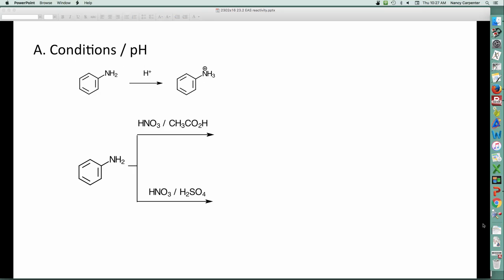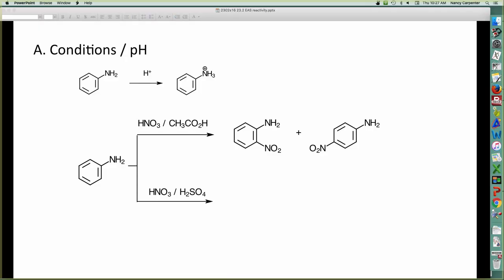Well, it's exactly as we would predict based on that quick overview of thinking about the mechanism. If I take aniline and try to nitrate it under acidic conditions, yes, clearly acetic acid is an acid, but with a pKa of about 4, that's mildly acidic, not tremendously acidic. So what do we see? We see kind of what we'd expect: substitution from our ortho-para-directing amino group at the ortho and para positions.